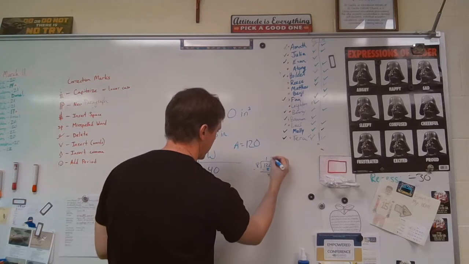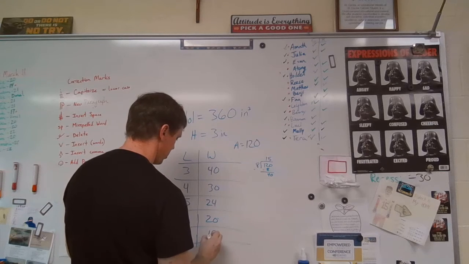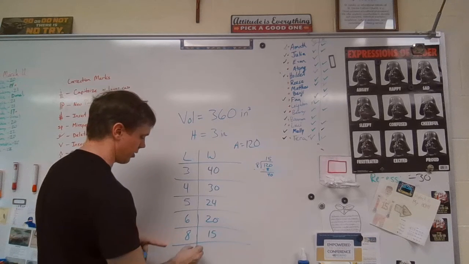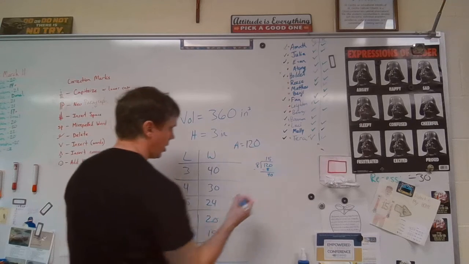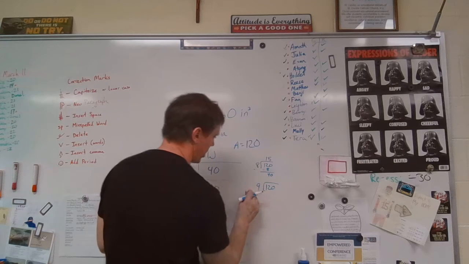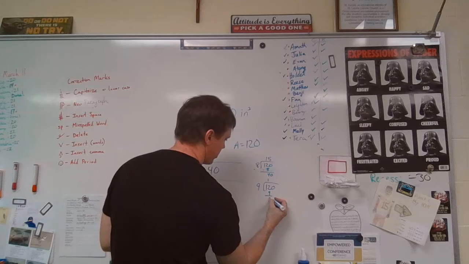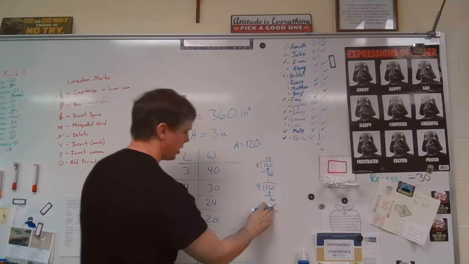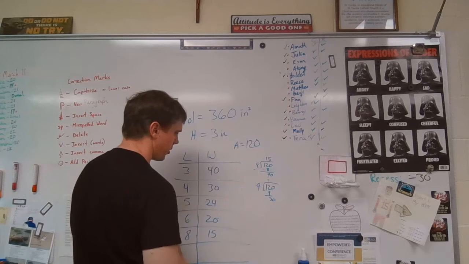Which gives us 40. 8 goes into 45 times. So we're going to have 8 and 15. Notice these numbers are starting to get pretty close together here, so we only have a couple more to go. Let's see, 120. So if we go 9, 9 goes into 120 once, which is going to be 30 left over. Or it goes into 12 once, 30 left over.